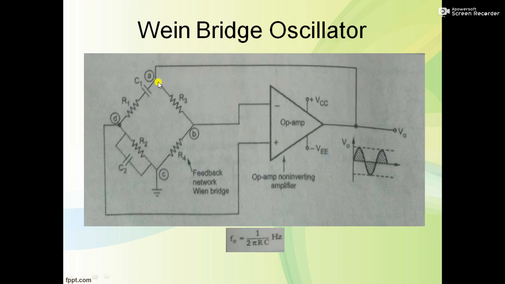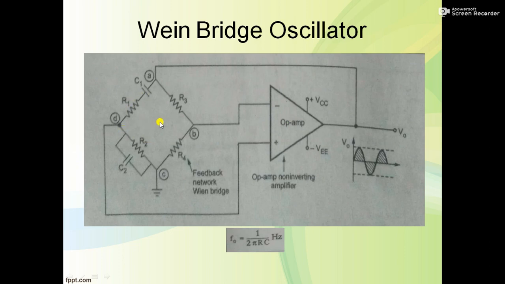That output is connected to node A, and node C is grounded. This op-amp is used as a non-inverting amplifier. In the RC phase shift oscillator we used an inverting amplifier, but now in the Wien-Bridge oscillator, whatever input we give goes to the non-inverting amplifier circuit, so we consider it a non-inverting op-amp circuit.